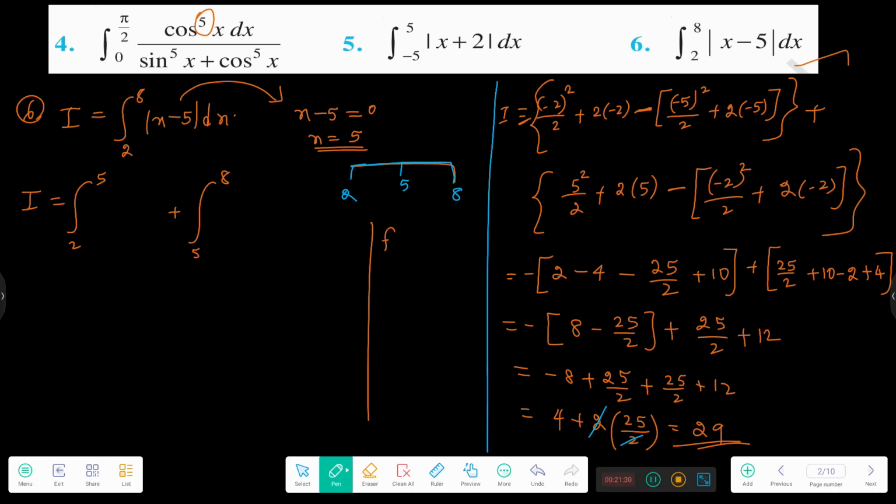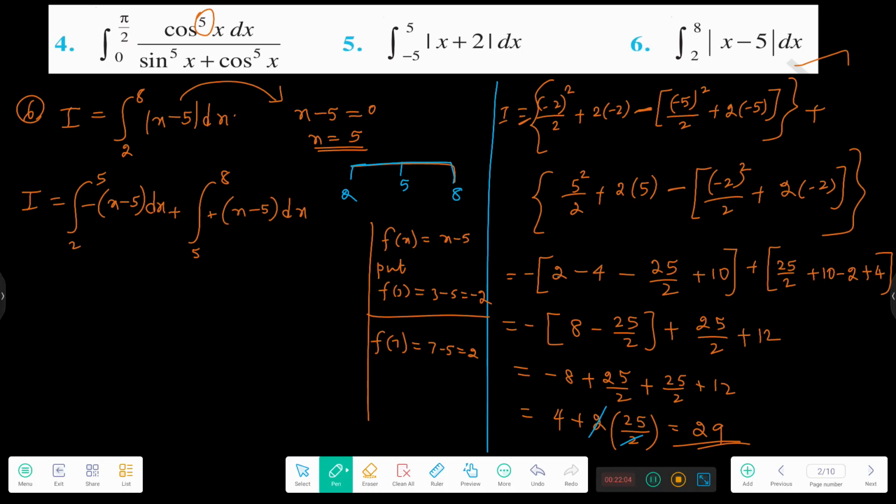So f of x is equal to x minus 5 now. Between 2 to 5, what will you take? 3, if you take. F of 3: when you apply, 3 minus 5 is equal to what? Minus 2. Negative coming means we should give minus of x minus 5 into dx. Understand? Suppose 5 to 8, any number you take. Suppose I am taking 7, f of 7 means 7 minus 5 is equal to 2. Positive means plus of x minus 5 into dx, like this.